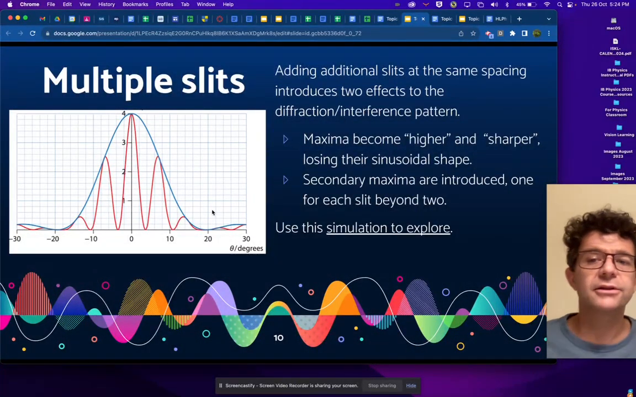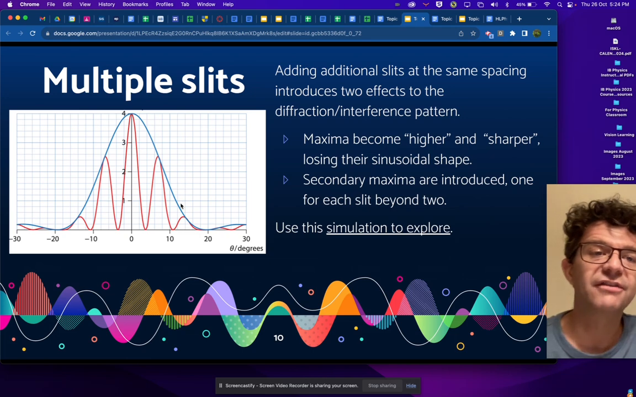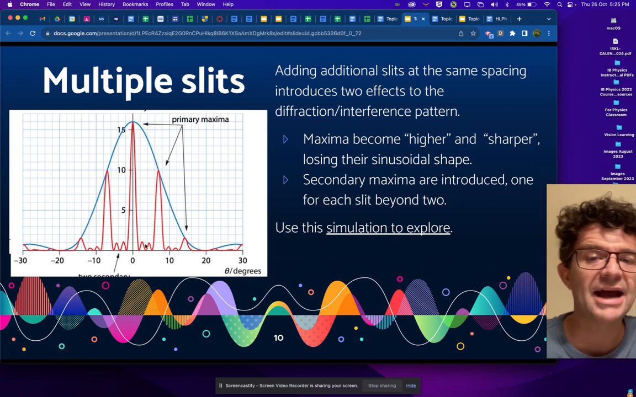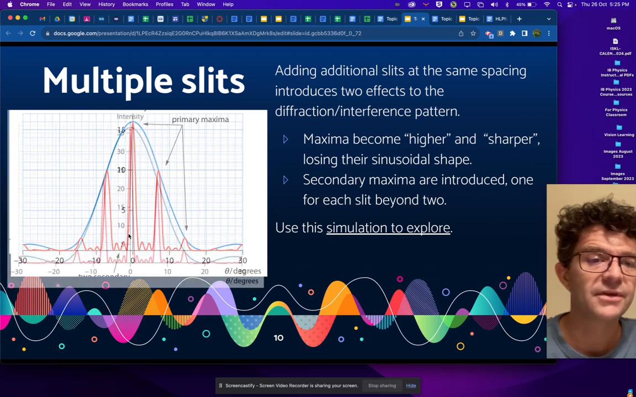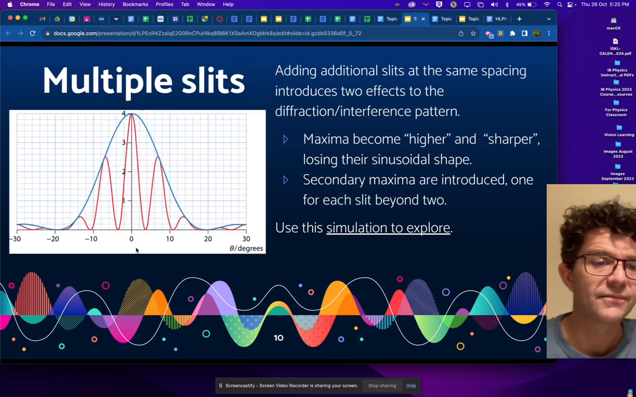Another thing that we can do is look at the effect of adding additional slits at the same spacing. So instead of having two slits, and here we have our diffraction modulated interference pattern, we can have larger numbers of slits. As you do that, you end up seeing some new features. The maxima become higher and sharper. They're no longer sinusoidal in shape, and we get these secondary maxima that are there for each slit beyond 2. So this is a 4-slit interference pattern, and this would be a 6-slit interference pattern. Notice that the spacing is the same inside of that central maxima, which goes from minus 20 to plus 20. We have 1, 2, 3, 4, 5 peaks.